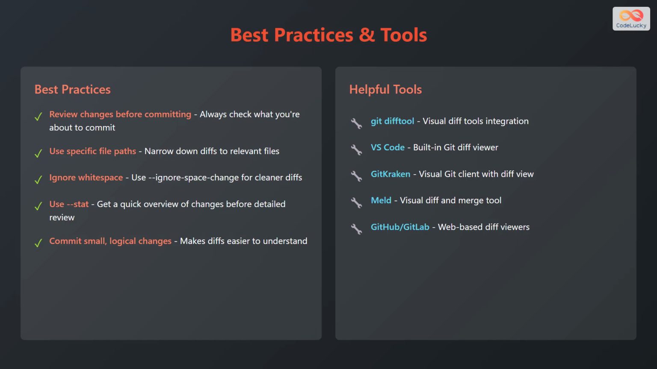There are also some helpful tools to aid in this process. git difftool integrates with visual diff tools. VS Code has a built-in Git Diff viewer. GitKraken is a visual Git client with a diff view. Meld is a visual diff and merge tool, and GitHub and GitLab both offer web-based diff viewers.